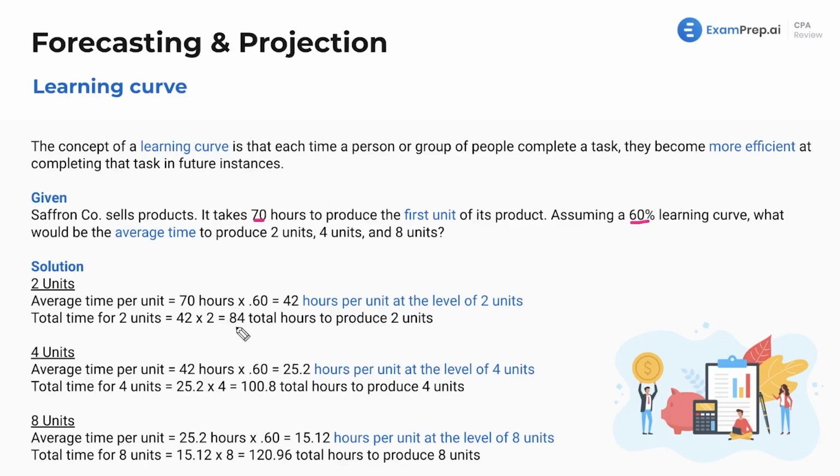Let's just take a second, breathe it all in, right? Nothing too crazy here. What did we do? Because we're making 2, we make it more efficiently, right? We make our other product more efficiently. We made the first one at 70 hours. So now when we go to make 2, we were more efficient, right? It took us 60% of the time. That's 42 hours per unit at the level of 2 units. 2 times 42 gives you 84 hours to produce 2 units.